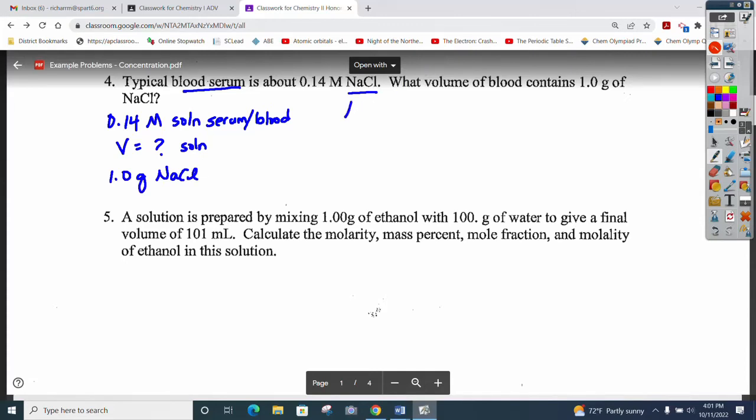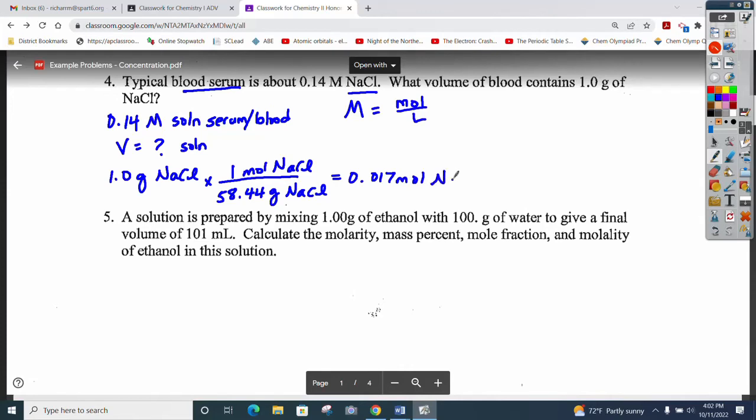Again, I see molarity, so the equation I'm going to use is molarity equals moles over liters. I've got my molarity, but I do not have moles. I'm given grams of NaCl, so I'm going to get rid of the grams of NaCl and change that to moles. The periodic table that I'm using gives me 58.44 for every 1 mole of NaCl. So when I plug into my calculator and round to 2 sig figs, I'm getting 0.017 moles of NaCl.